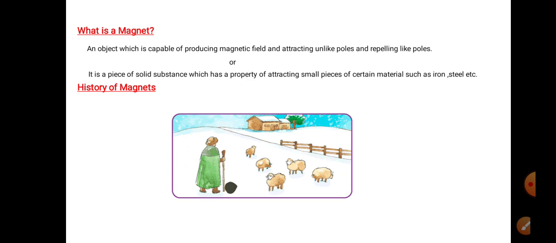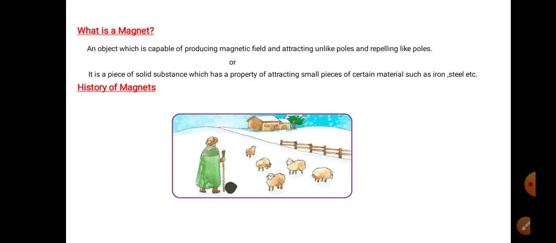Then, history about the magnet. Let me tell one story about the magnet. According to Greek legend, magnetism was first discovered by a shepherd whose name was Magnes, who lived in Magnesia in Greece. This Magnes was herding his sheep through the mountains, and suddenly one day he noticed that the ferrule of his stick and the nails of his sandals got stuck to the rock.